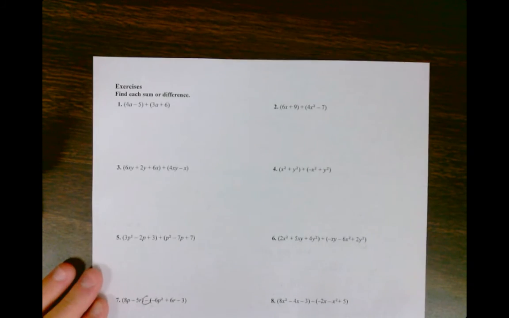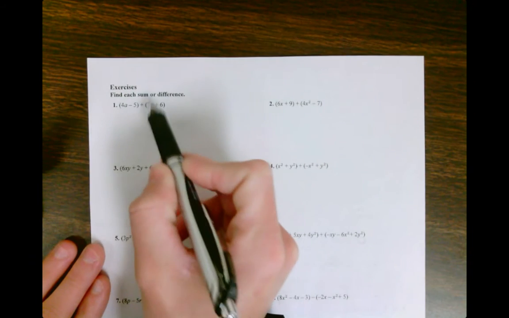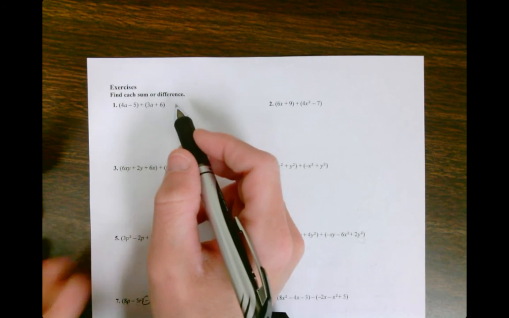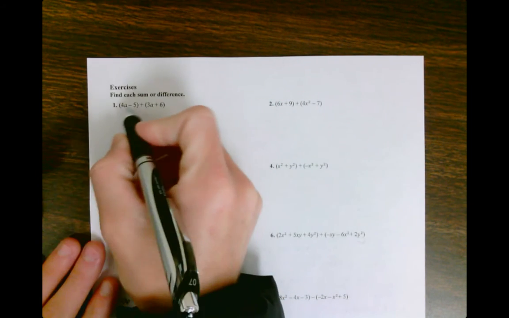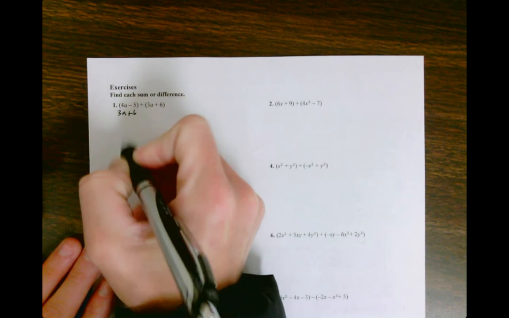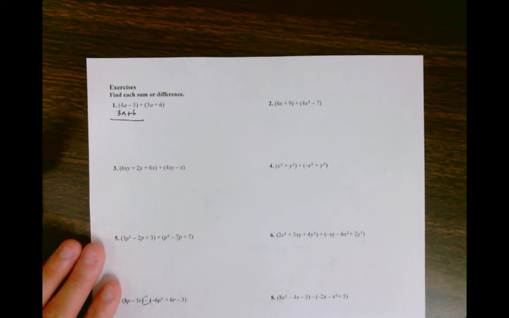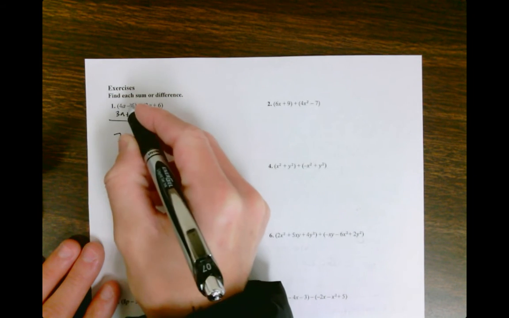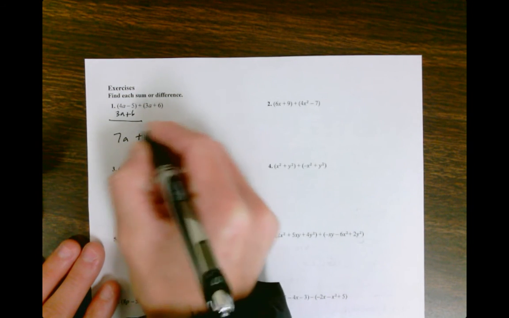So, like on number 1, I like to bring things below, and they'll call this the vertical way because you're lining things up. So you have 4a, so 3a goes with 4a, and then positive 6 goes with your 5. And then you're just combining, you're adding. So 4a plus 3a would give me 7a. Negative 5, positive 6 gives me positive 1.